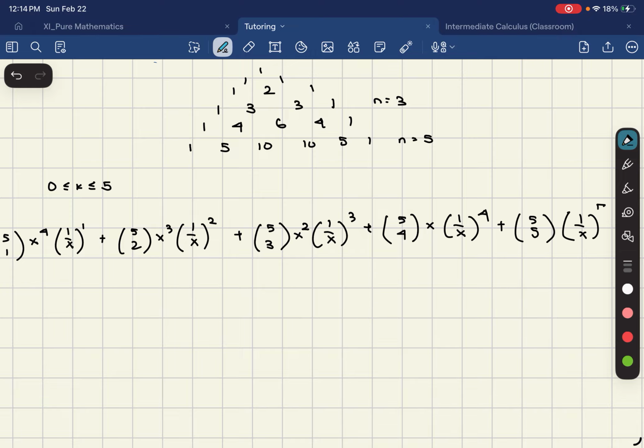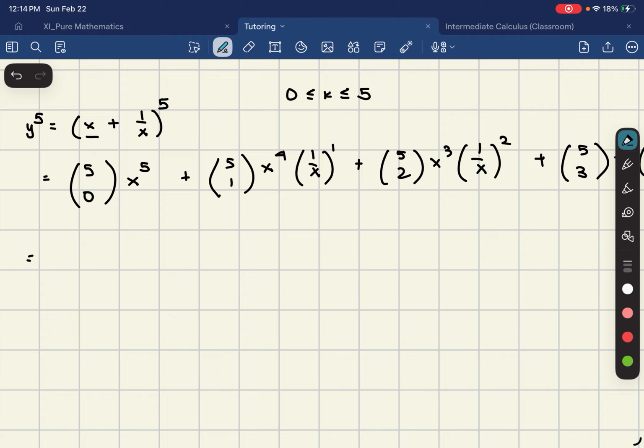So now you can punch these in your calculator. If it's your FX82, then you have the factorial. Let me just quickly find my calculator first. It's somewhere on my table.